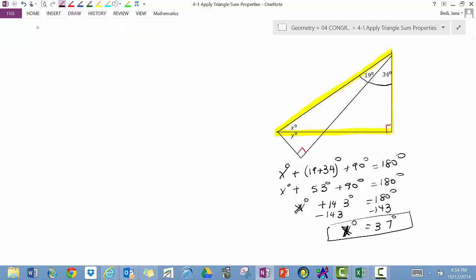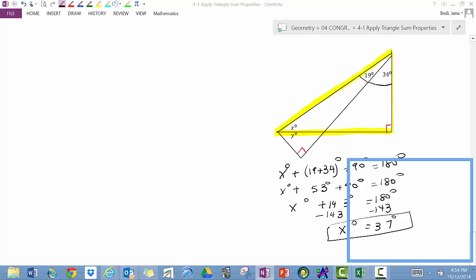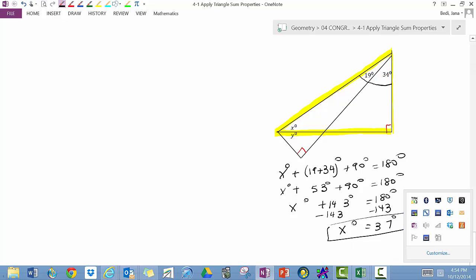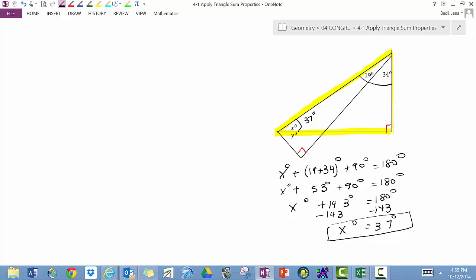Let's just fix that. That's messy. Okay, so this is x and x degrees. So I know x is 37. I'm going to go ahead and mark it here. 37 degrees. How does that help me? Okay, let's see. So this is the angle I want to find. This is y degrees.